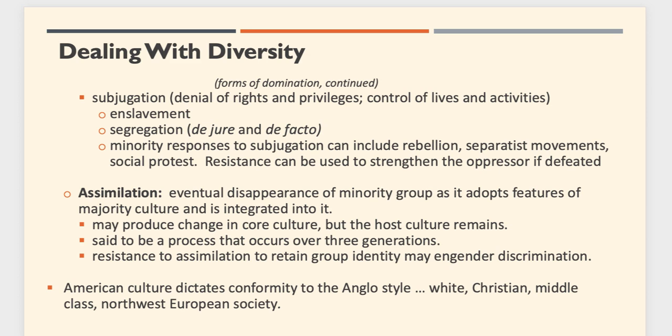And when individuals resist assimilation in a desire to retain their group identity, this oftentimes engenders discrimination. Consider the way that the Muslims are, and the dress that the women wear when they respect the religious traditions of that culture, are often the point of upset in the larger culture. American culture dictates conformity to that white, Christian, middle-class, Northwest European society.